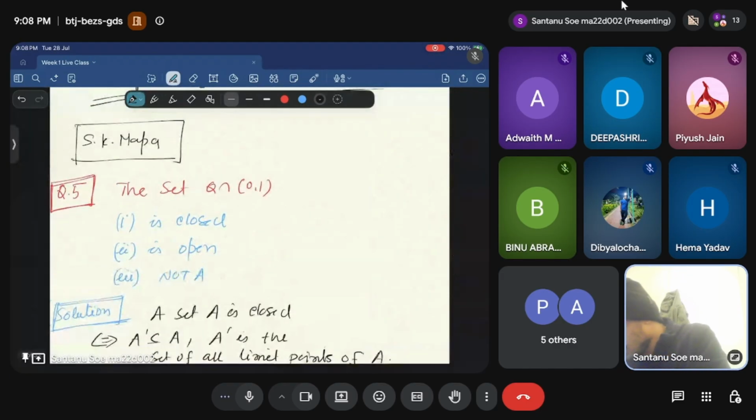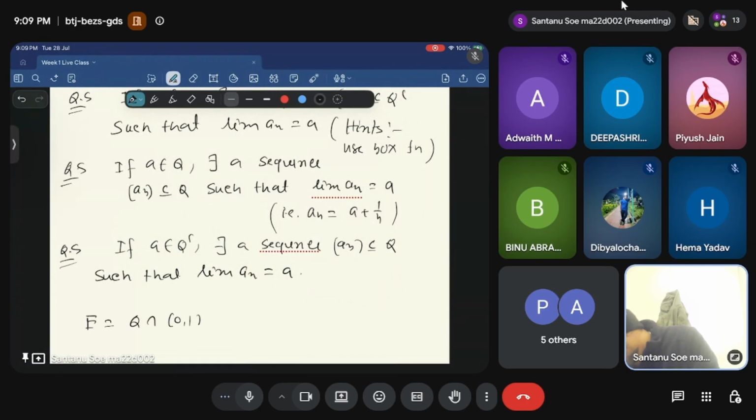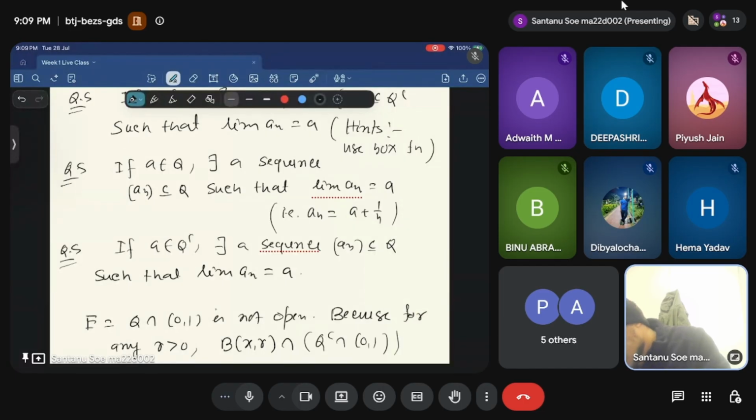So let's come to the question. So A is not closed, and of course A is not open. If a set is open, then if you take any open ball, then that should be a subset of that Q intersection (0,1), right? But if you take an open ball, it will contain also irrational numbers, right? So let us call it, let's say, E, and this is not open because for any r greater than 0, B(x, r) intersection Q complement intersection (0,1) is non-empty, for any r greater than 0 and x in E.